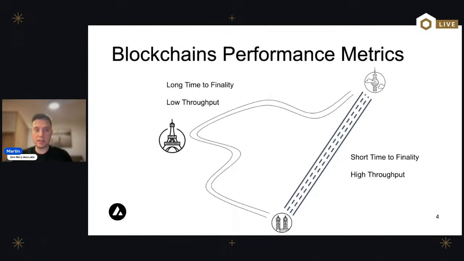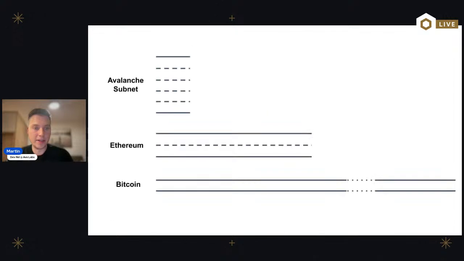What we want to avoid is a long time to finality. So a highway that takes a massive detour and is only a single lane. So there's easily congestion and it takes unnecessary routes, like going through Paris if you want to go between Munich and Berlin.